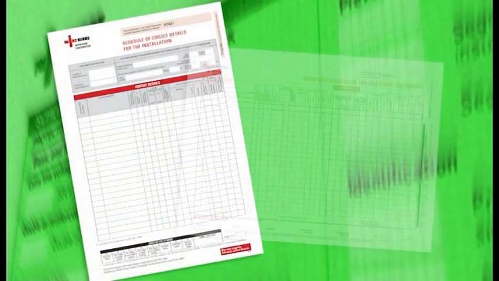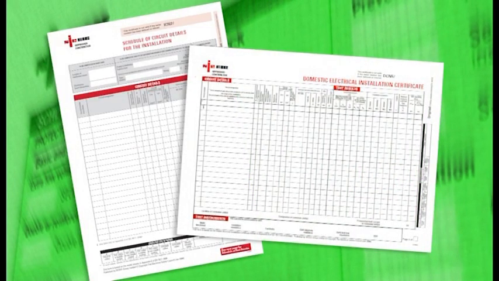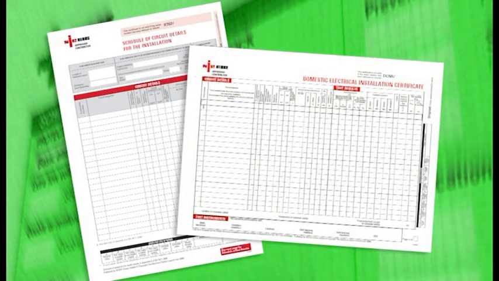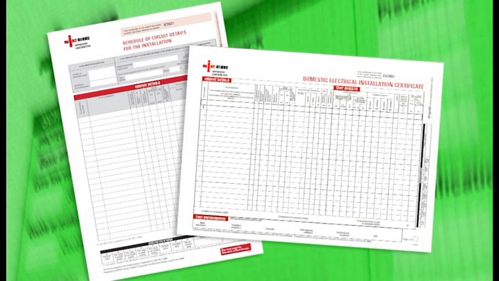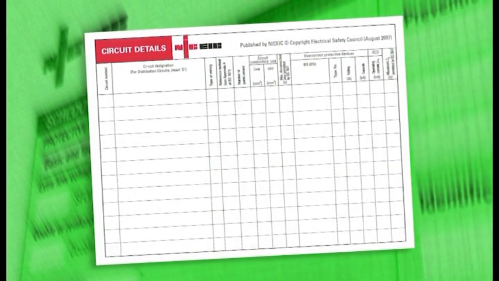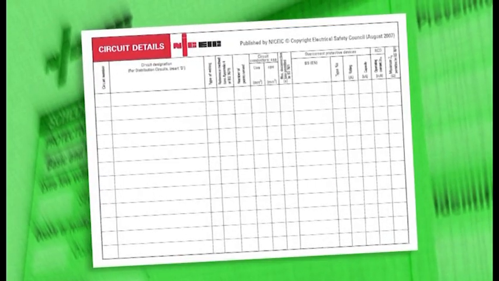all points of isolation, and also example details about wiring systems used throughout. It's worth mentioning here that all NICEIC EIC certificates have a separate circuit details section. This itself could be placed at distribution boards to meet these requirements. Alternatively, there are also available circuit detail labels which provide a neat solution.